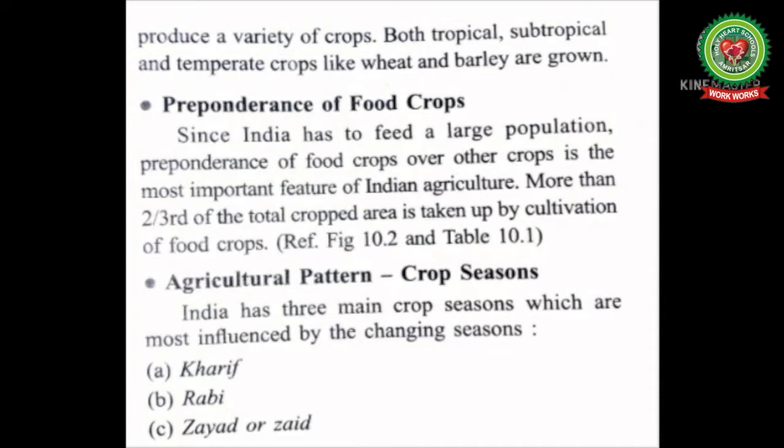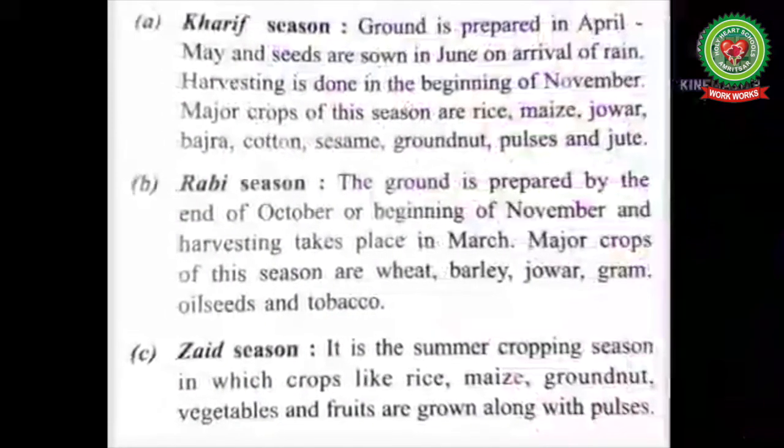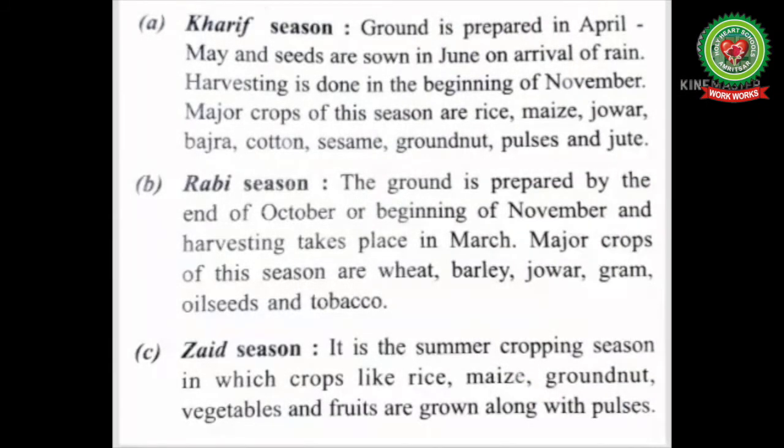India has three main crop seasons which are most influenced by the changing seasons. Number 1 is Kharif, number 2 is Rabi, number 3 is Zaid. So first of all, what is Kharif? Kharif season, when ground is prepared in April May and seeds are sown in June on arrival of rain. Harvesting is done in the beginning of November. Major crops of this season are rice, maize, jowar, bajra, cotton, sesame, groundnut, pulses, and jute.